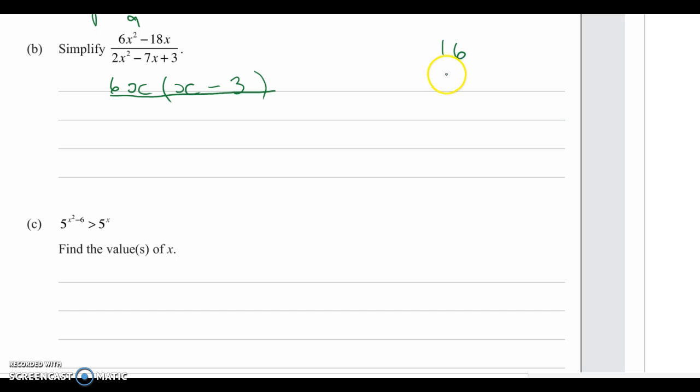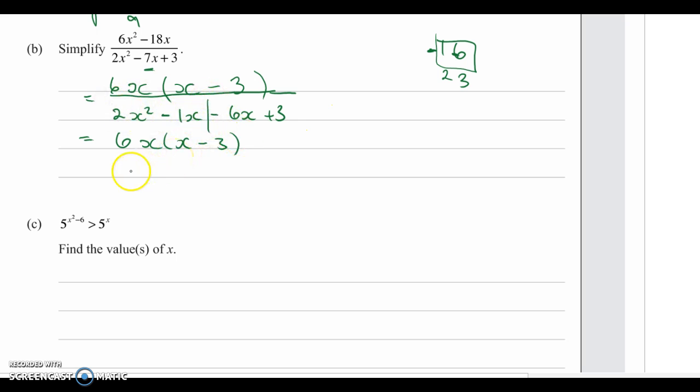So my factor pairs of 6 are 1 and 6, and 2 and 3. And it looks like 1 and 6 is going to give me the 7 that I require. And they both need to be minus. So I will have 2x squared minus 1x minus 6x plus 3. I'm just going to write that down there. So 6x, x minus 3, and I've got to carry on factorizing this.